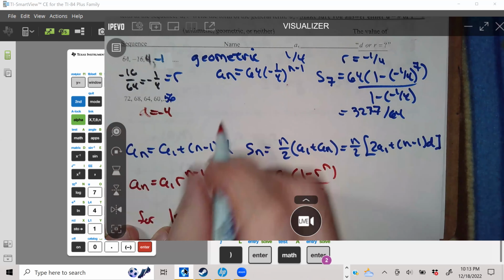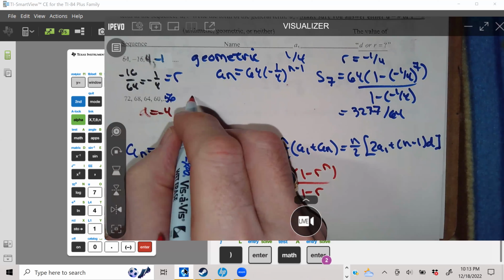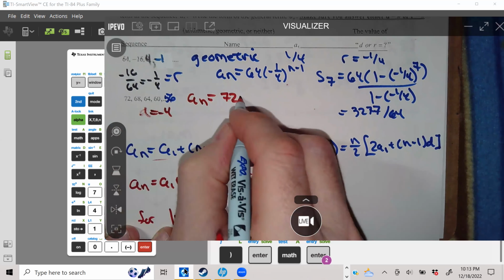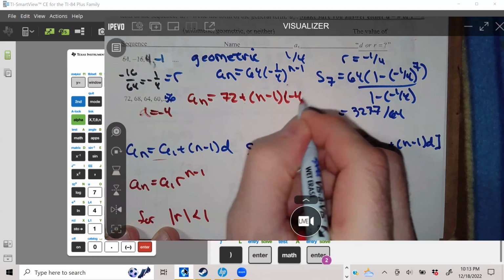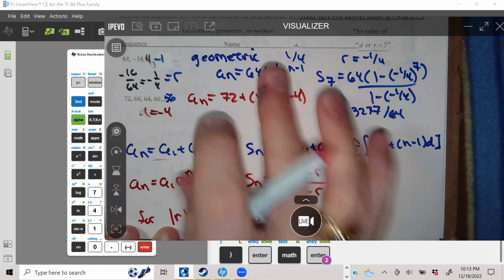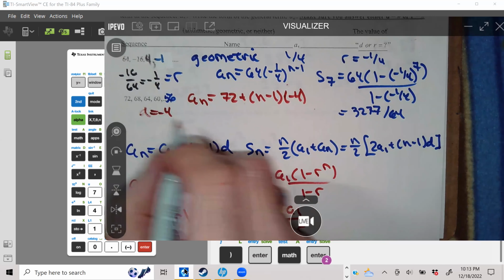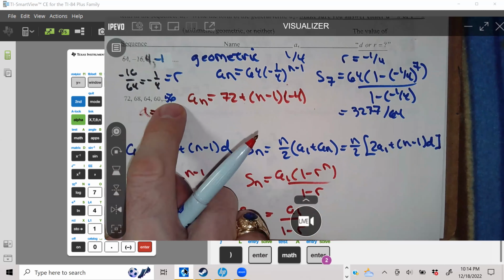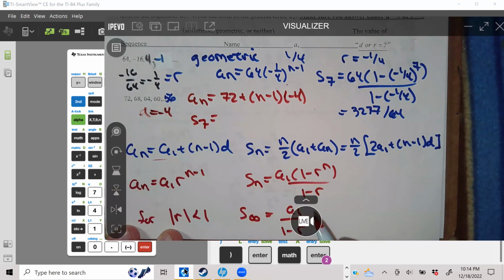The general term in this sequence is going to follow this pattern. So it's going to be a sub n equals 72 plus n minus 1 times negative 4. You could simplify this if you want to distribute and whatever. I'm happy with it like that. If you want the sum of the first 7 terms, again, it's easy to add those up just by writing out the next few terms. But humor me and use the formula.